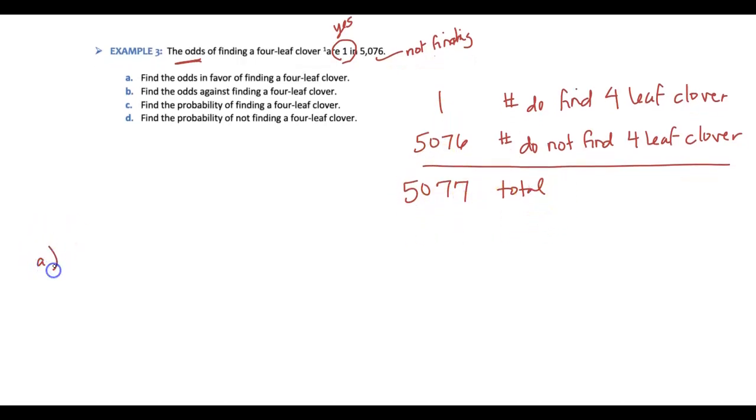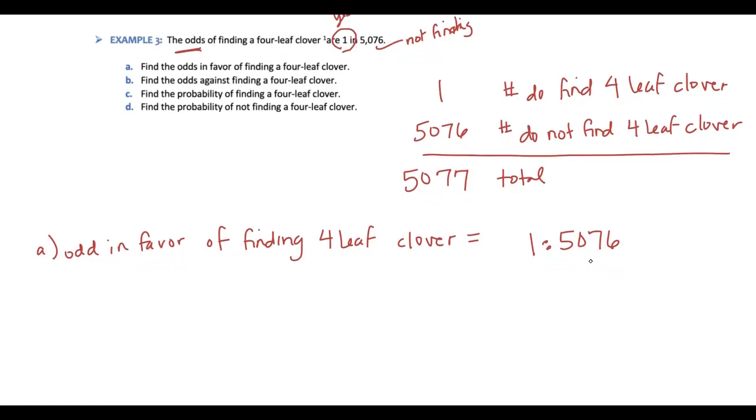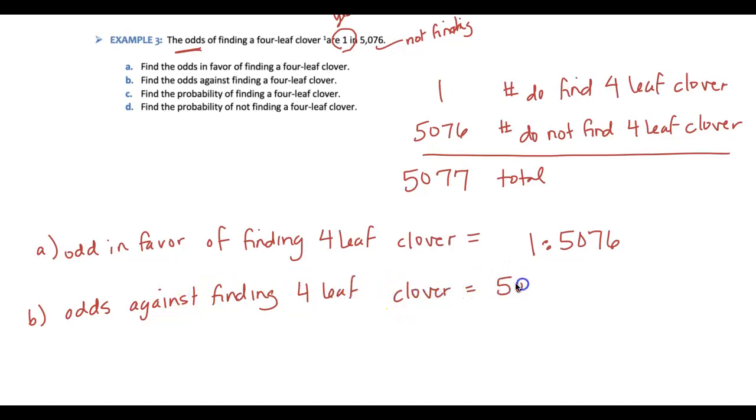So part A, find the odds in favor of finding a 4-leaf clover. And that's actually what was given to us. So that is the 1 to 5,076. The odds against finding the 4-leaf clover would first mention those that don't find the 4-leaf clover, 5,076, compared to the 1 that does.